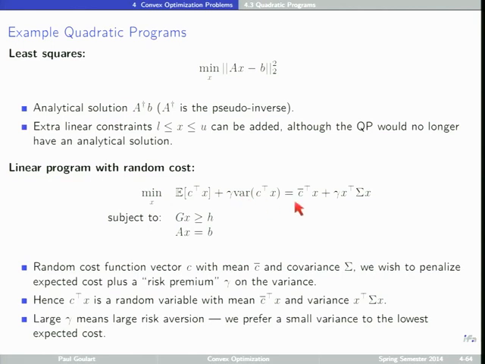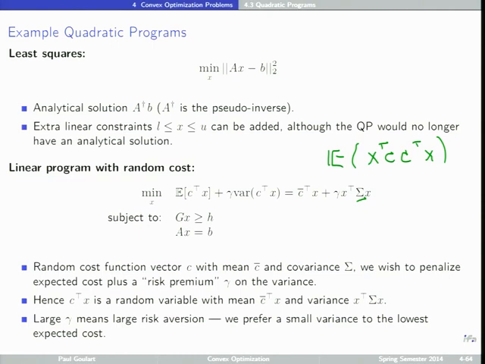It should be clear that the expectation of this thing is just the mean value of C times X. And what about this guy? The variance is the expectation of X transpose C times C transpose X, which is equal to X transpose times the expectation of C C transpose times X, and that expectation is just sigma.